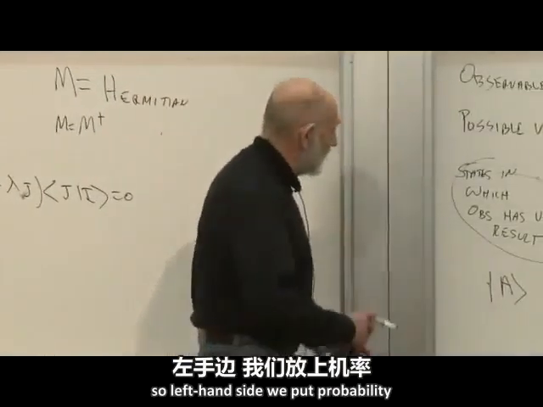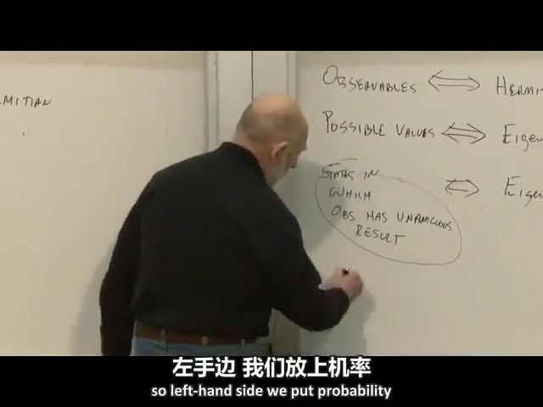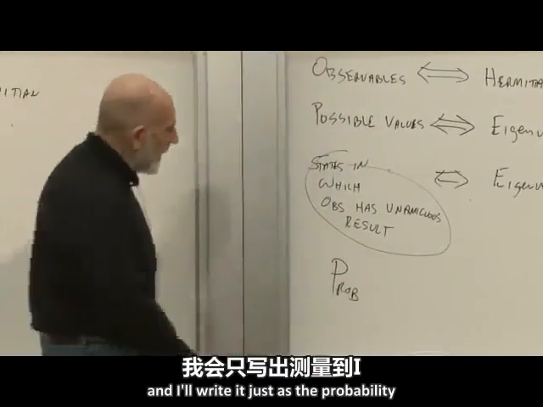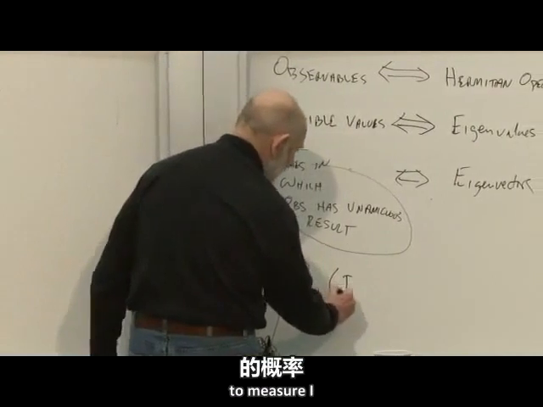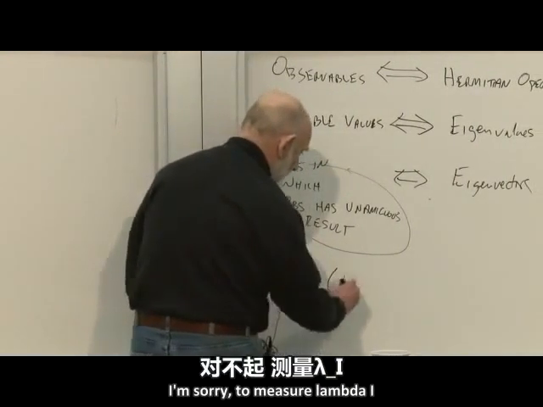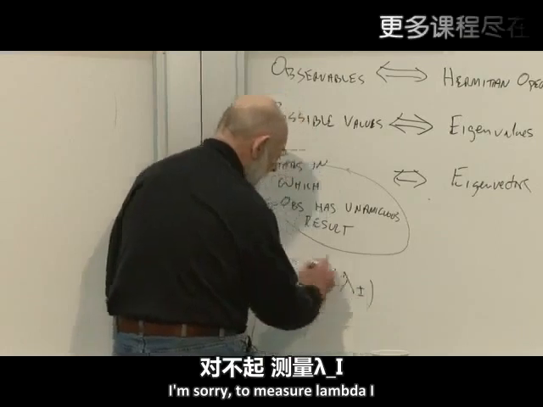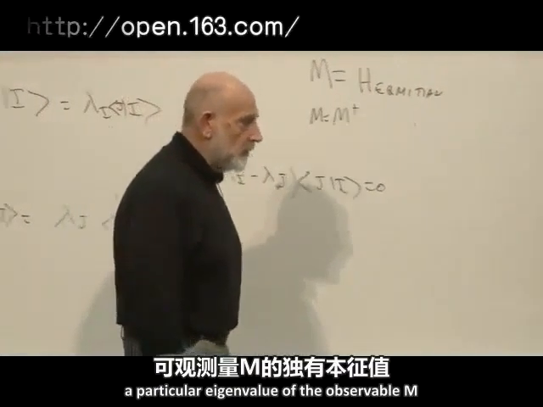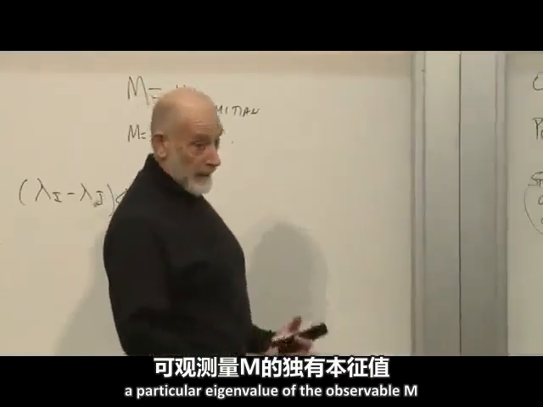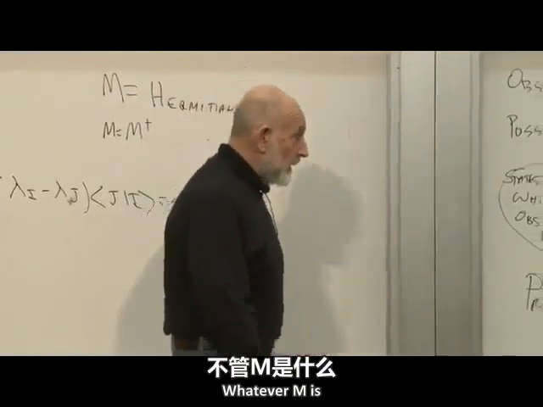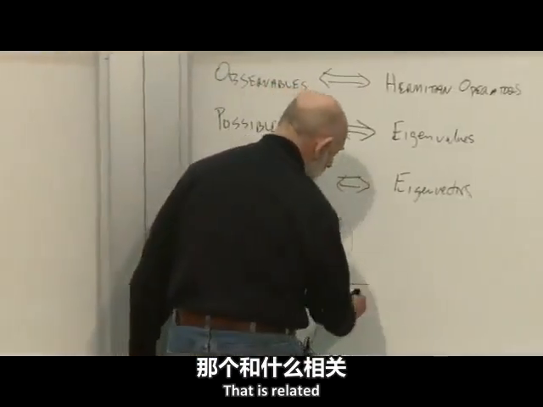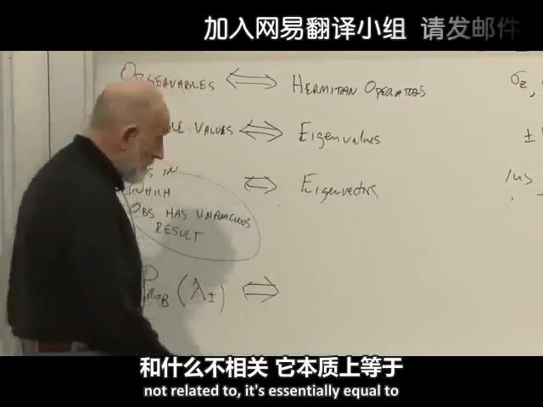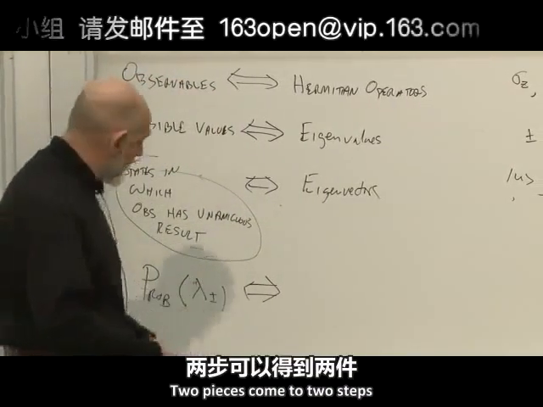So on the left-hand side, we put probability, physical meaning, probability. I'll write it just as the probability to measure lambda I. That the result of the experiment comes out a particular eigenvalue of the observable M, whatever M is, is essentially equal to, well, the two pieces, it comes in two steps.